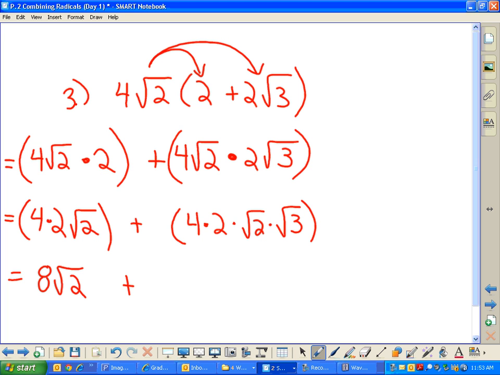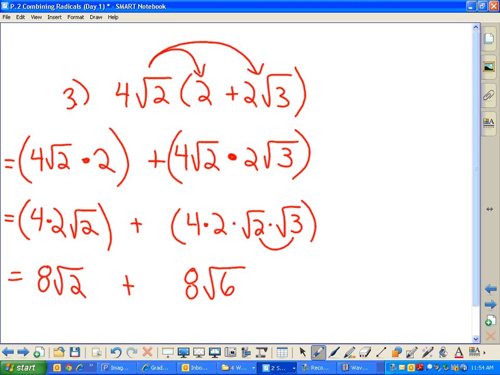So this second term actually simplifies to be the product of 4 and 2, which is 8. You don't necessarily need those parentheses there any longer. So 4 times 2 is 8. And then the square root of 2 times the square root of 3, based on what we learned with regard to the product property, is just the square root of 6. So I have 8 square roots of 2 plus 8 square roots of 6.